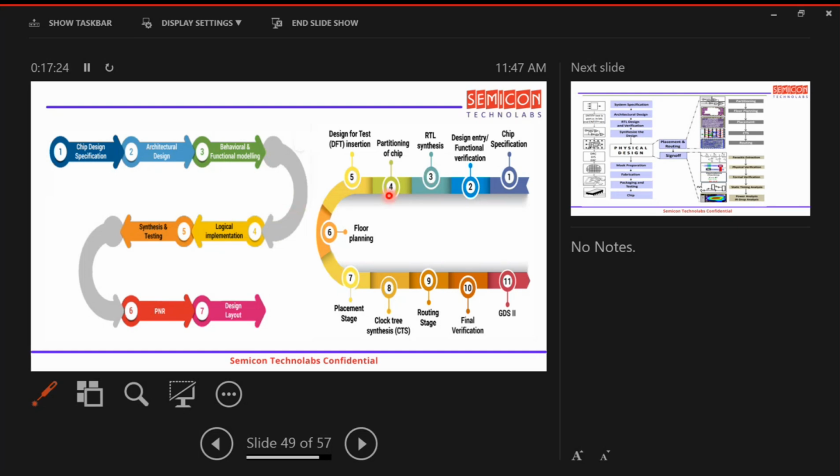RTL synthesis, partitioning of the chip, DFT will be added so that we can understand whether the chip is working post fabrication. Then floor planning, placement, CTS, routing stage, all these 6, 7, 8, 9, these are physical design steps. Finally, we verify the layout of the physical design and send it across. This particular file, the one which we send to fabrication, is called GDS2, graphical design systems. GDS means graphical design systems.